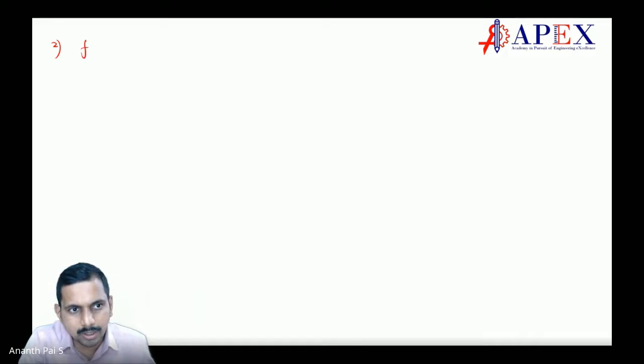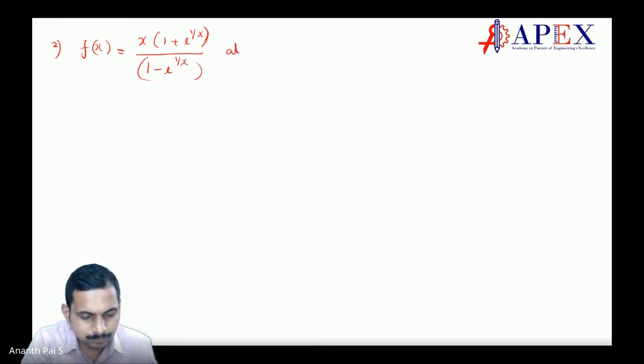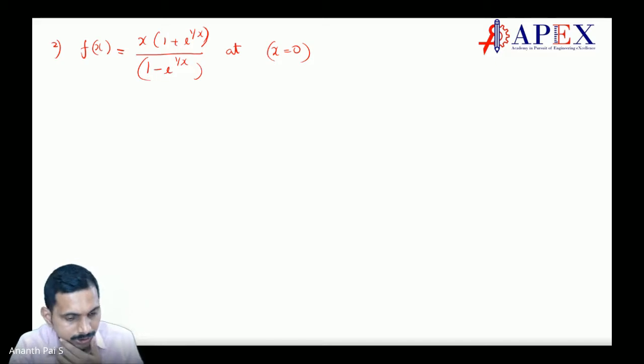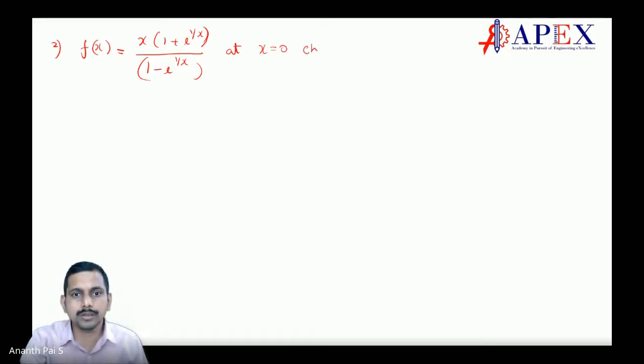So now let us go with the second question. Check the continuity of f of x equal to x into (1 plus e power 1 by x) divided by (1 minus e power 1 by x) at x is equal to 0. Check this at x is equal to 0. Can you do that, students? Check the discontinuity or continuity at x is equal to 0.